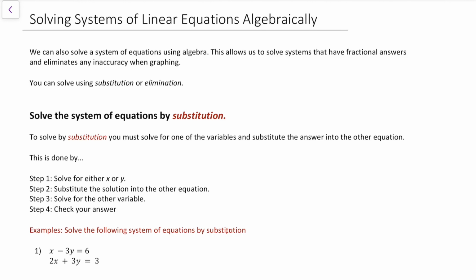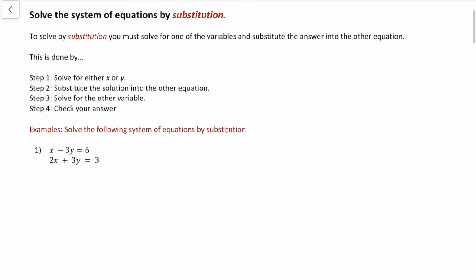We're going to look at two different methods of solving this algebraically: substitution and elimination. So first of all, solving systems of equations using substitution. To solve by substitution, we want to solve for one of the variables, and then we're going to substitute that into the other equation.